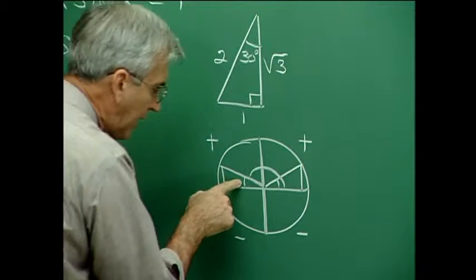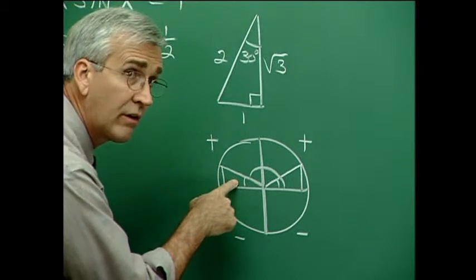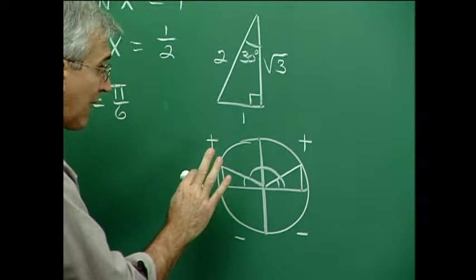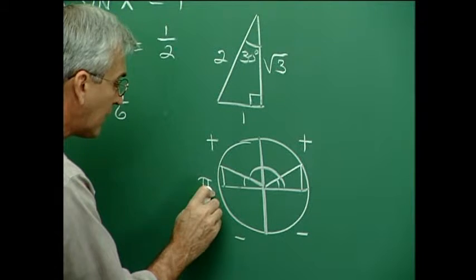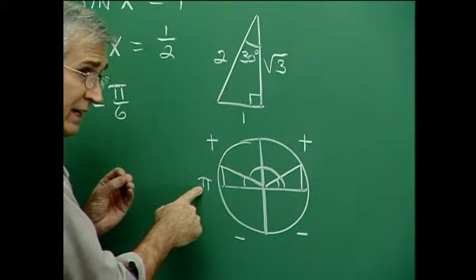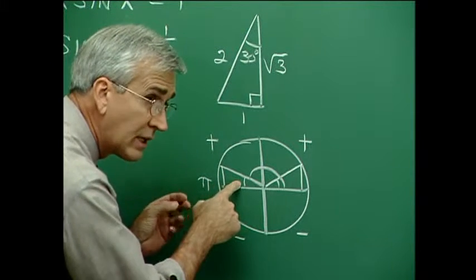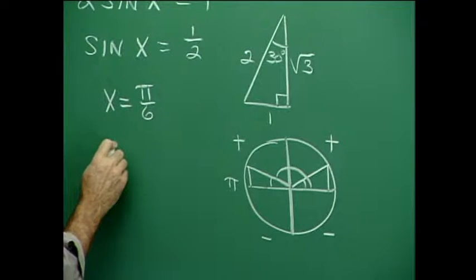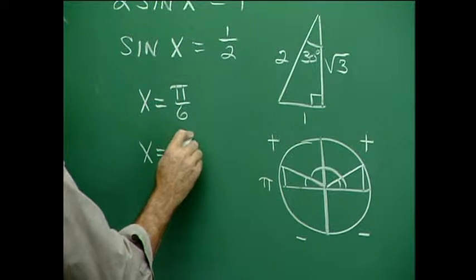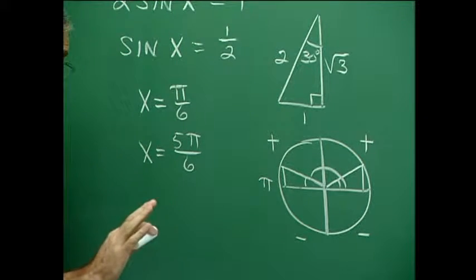Well, let's see. If we're talking 30 degrees, then this angle would be 180 minus 30, or 150 degrees. If we're talking about pi over 6 for the reference angle, and we know it's pi up to here, then it's 6 pi over 6 minus 1 pi over 6, which is 5 pi over 6. So an angle of 5 pi over 6 would also make this true. Are there any others? Well, sure.